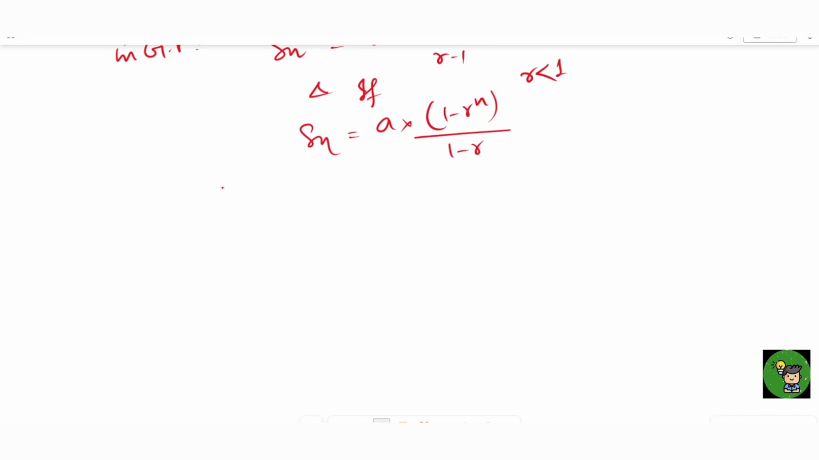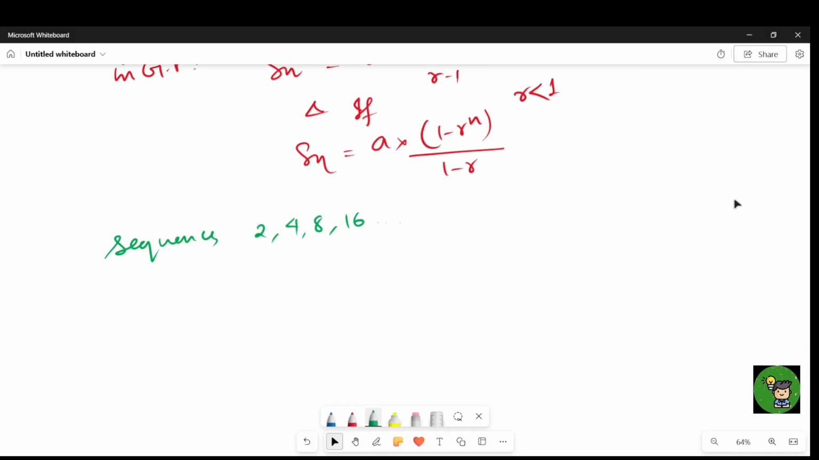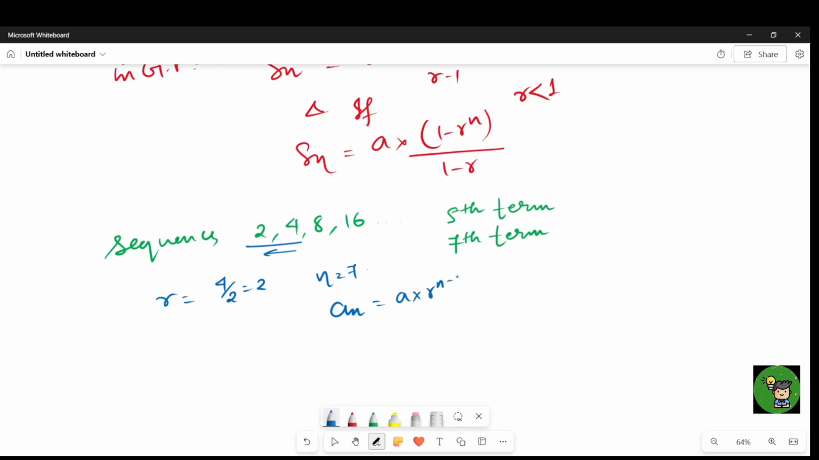Let's solve one question. The sequence is given as 2, 4, 8, 16, and they are asking us to find the seventh term. I told you how to find the common ratio: you will take the division. So 4 by 2, you get 2. So R is equal to 2 and N is equal to 7. You know, An equals A into R to the power n minus 1.